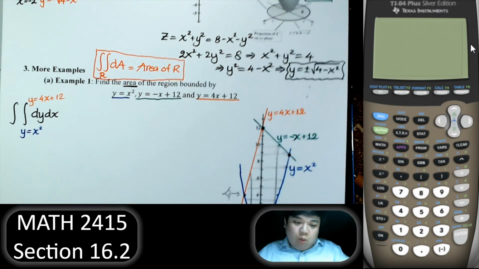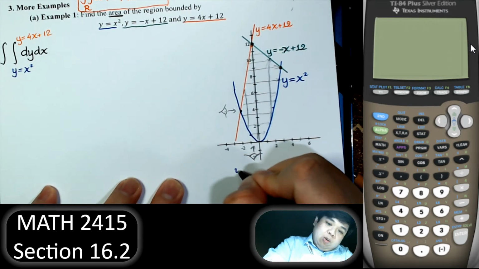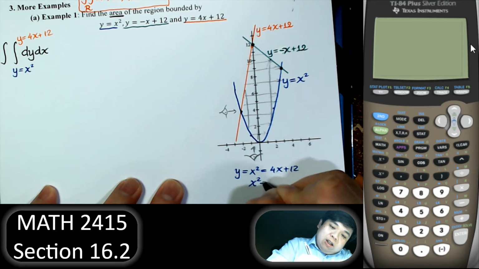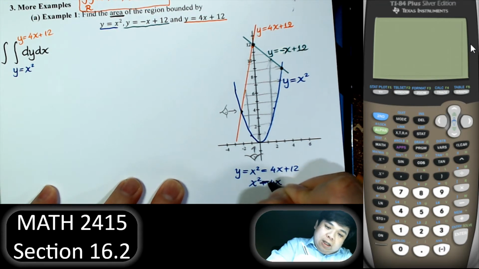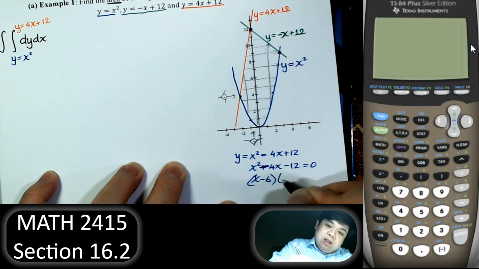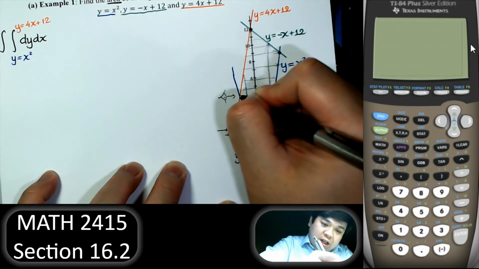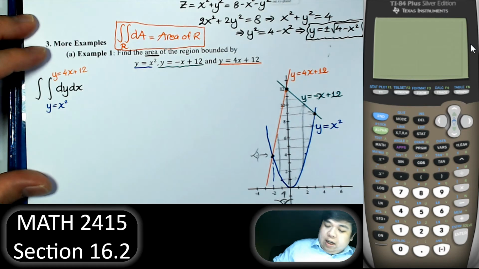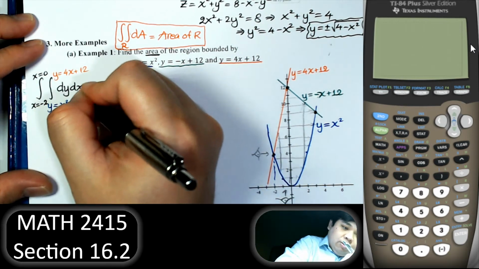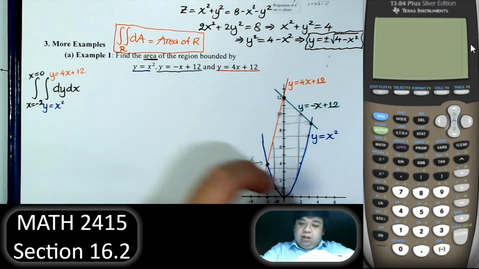The boundary here, right? So what is the boundary? y equal to x squared, and this. So there's two functions. y equal to x squared equal to x plus 12. Move everything on one side. So we have x minus 6, x plus 2 equal to 0. So x equal to 6, x equal to negative 2. So this is negative 2. That is the limit for x from negative 2 to 0. So that's one integral.